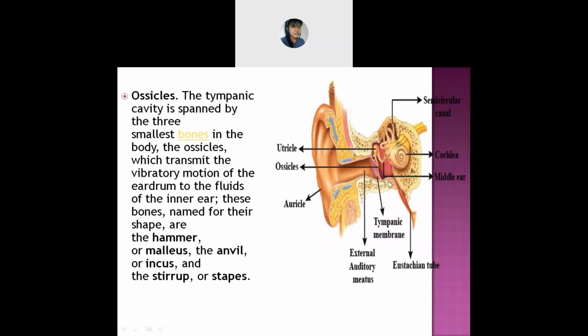And what are the names of those bones that you will find in these ossicles? The names are hammer, it is also known as malleus. The second is the anvil, it is also known as the incus. And the third is the stapes, or else it is also known as stirrup. Is it clear about the ossicles?